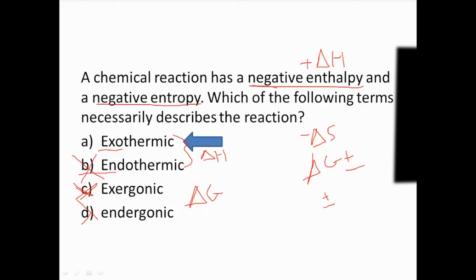So if the question stem doesn't mention delta G, sometimes you can, but usually no. If you know what the enthalpy is and the entropy is, sometimes you can figure out what the delta G is. So you know that delta G equals delta H minus T delta S, right? That's the equation.